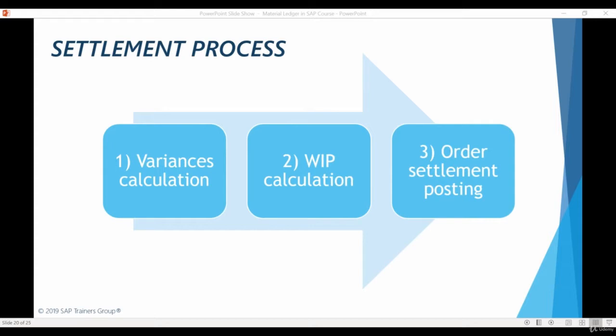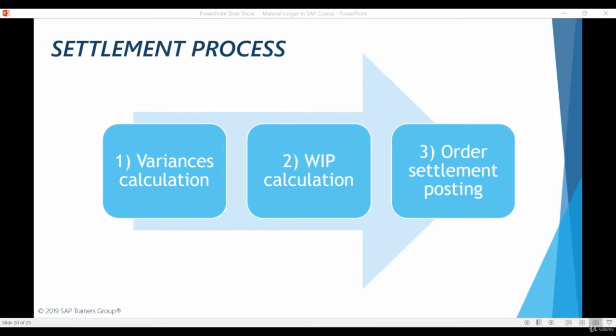The settlement process with actual costing functionality does not differ from the regular period end process where actual costing is not used, so the settlements are done the exact same way. Just like with the regular process, we will first calculate variances for finished orders, then for WIP orders, and then do settlement postings based on the calculated variances.